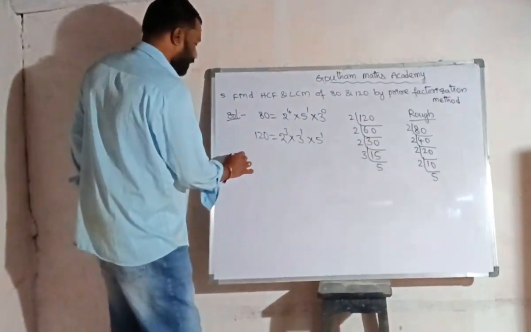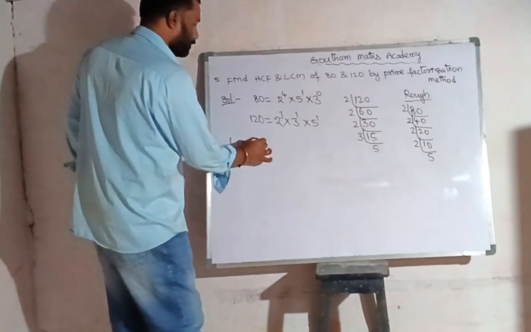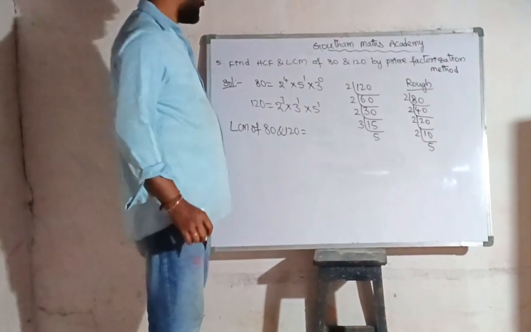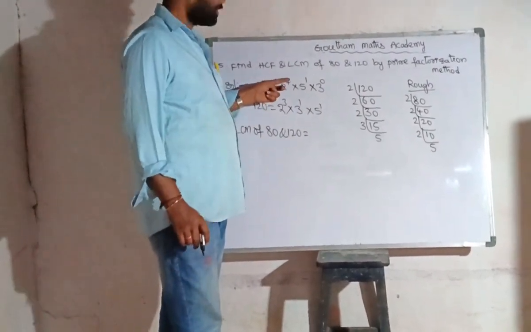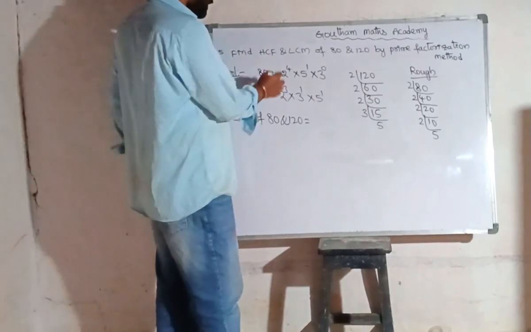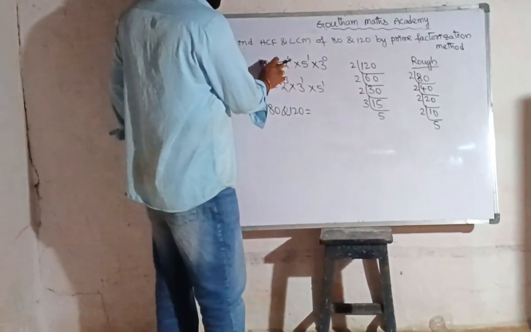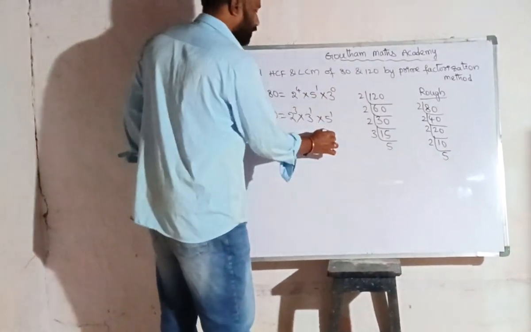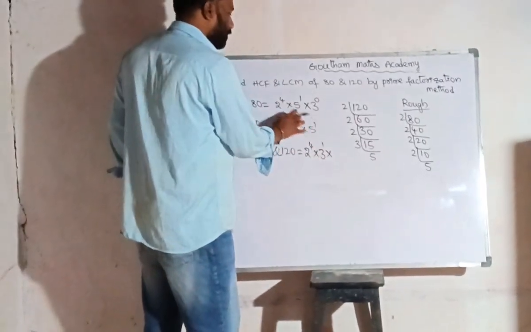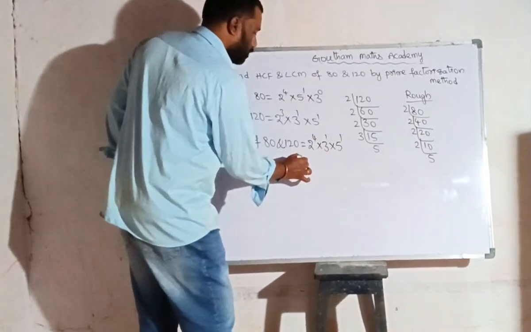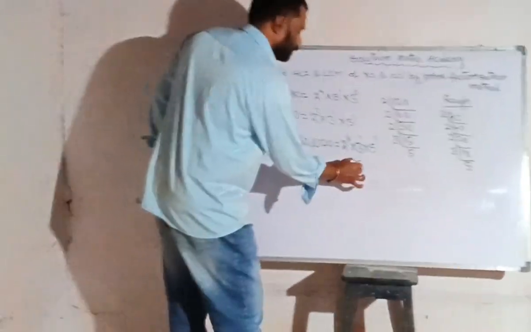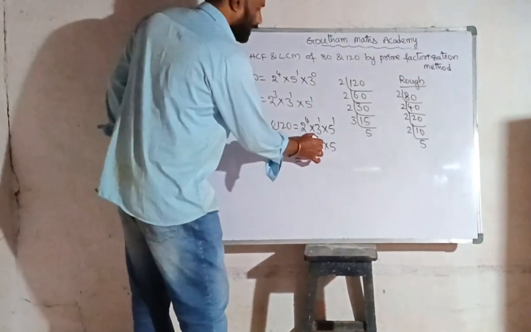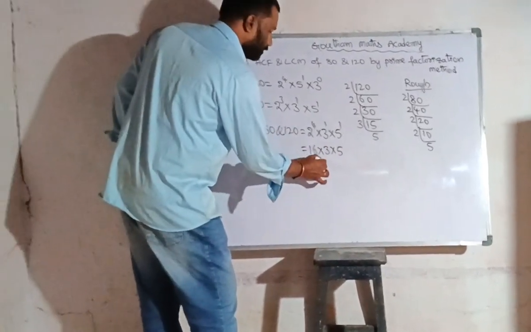So LCM of 80 and 120 is the product of the highest exponents of prime numbers. In 2 power 4, 2 power 3, the highest is 2 power 4. In 3 power 0, 3 power 1, the highest is 3 power 1. In 5 power 1, 5 power 1, the highest is 5 power 1. 2 power 4 is 16 into 3 into 5. 16 into 5 is 80, 80 into 3, 240.